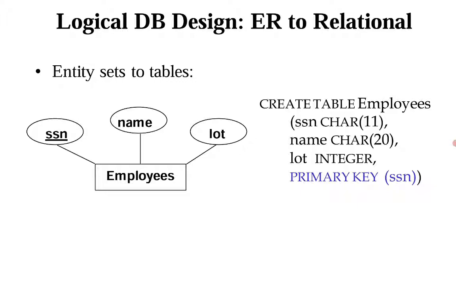So entity sets to tables: here we take an employee table with SSN number, name, and lot. First of all we create each and every table, like employee table, student table, with SQL statements like create table. So create table employee, with SSN, name, lot, and primary key. As we know, there are many types of SQL data types available, like char, varchar, integer, number, boolean, dates, times. And primary key is an integrity constraint.